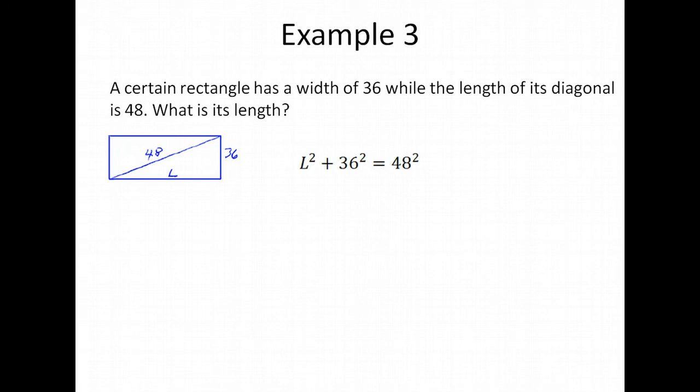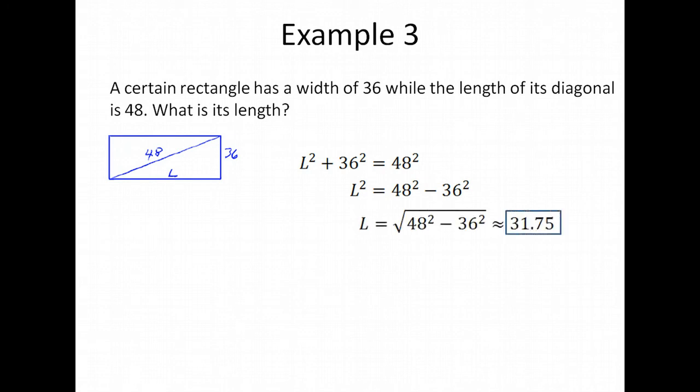We start out with our formula that says L squared plus W squared equals the diagonal squared. So in this case, L squared plus 36 squared is equal to 48 squared. So L squared is equal to 48 squared minus 36 squared. So L is equal to the square root of 48 squared minus 36 squared, which when you put this in your calculator comes out to 31.75.